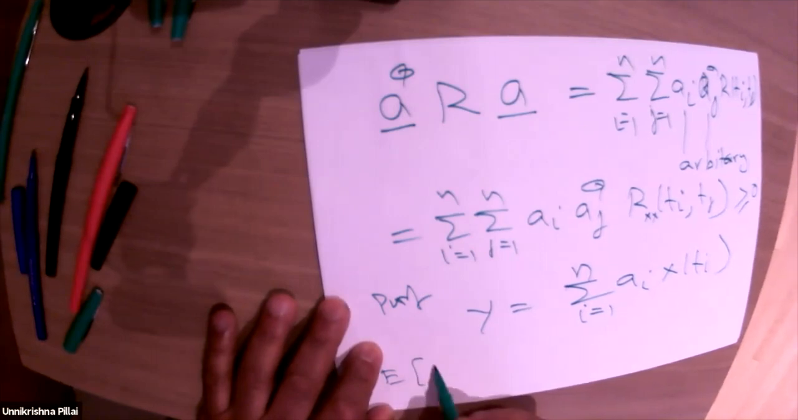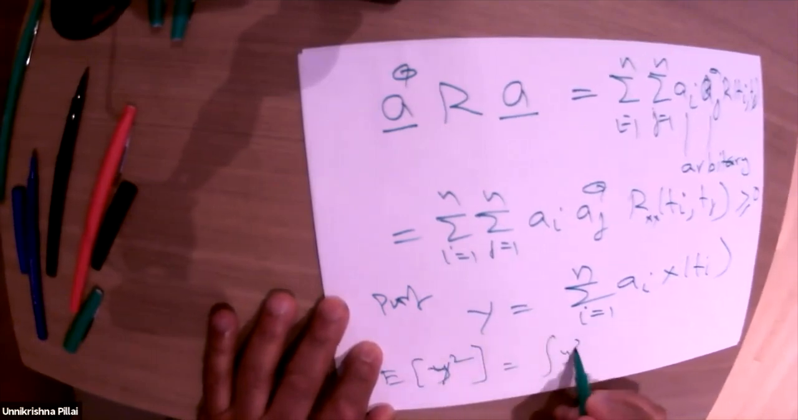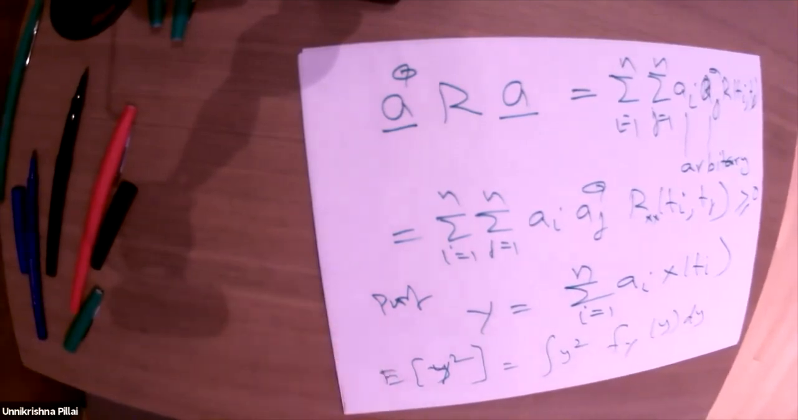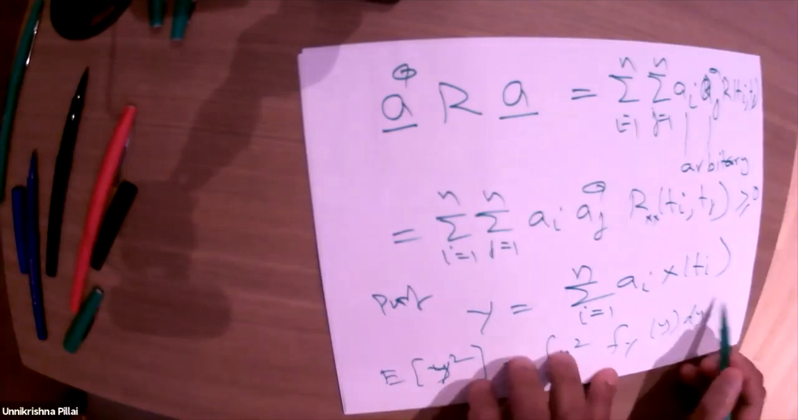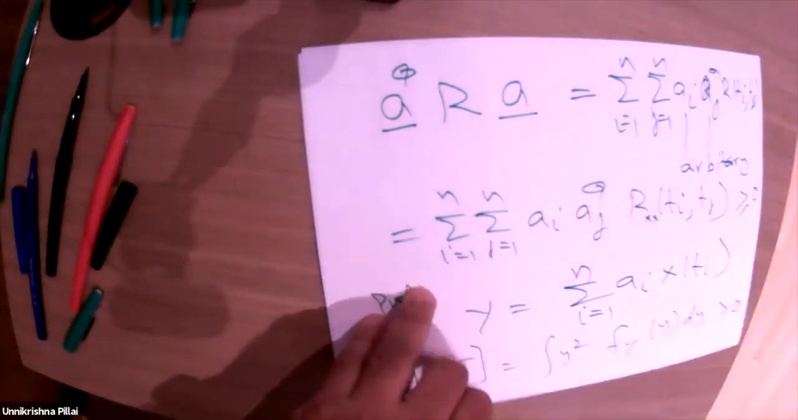So let's compute expected value of y squared. By definition, that's the integral of y squared fy(y) dy. This quantity, at least, what can you say about expected value of y squared? What can you say? Minimum. Look at it. It's a positive multiplied by positive, integrated. So it will be at least positive, right? Very good. So now I'm going to rewrite this in terms of these X(TI)s and see what happens.